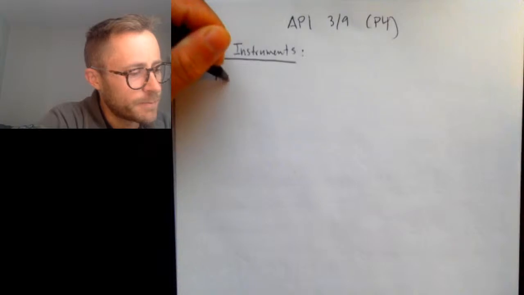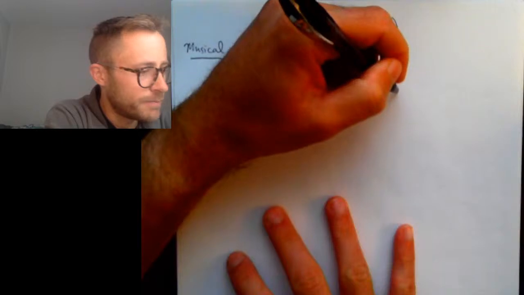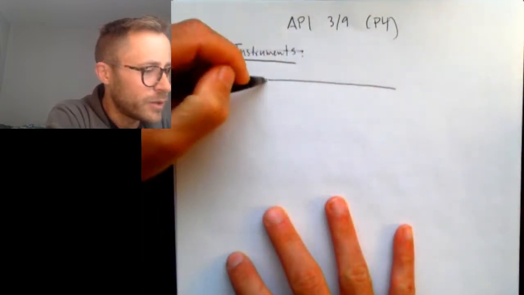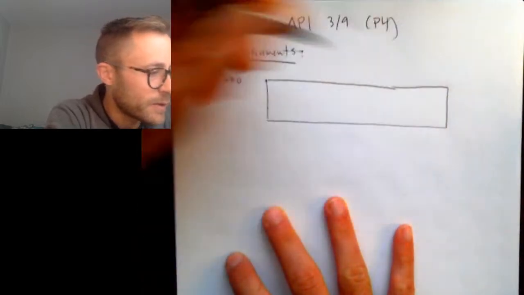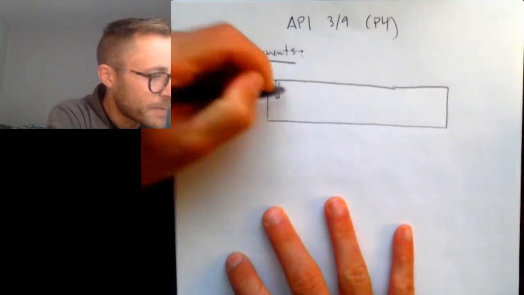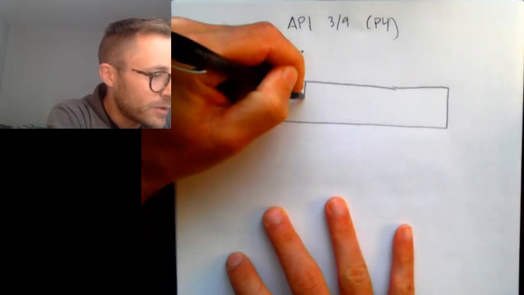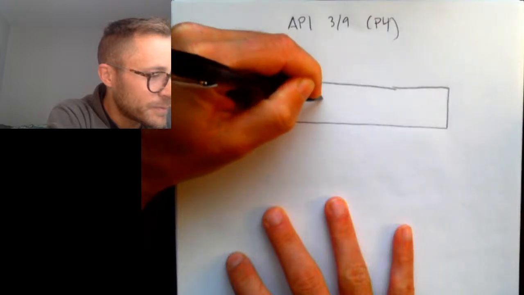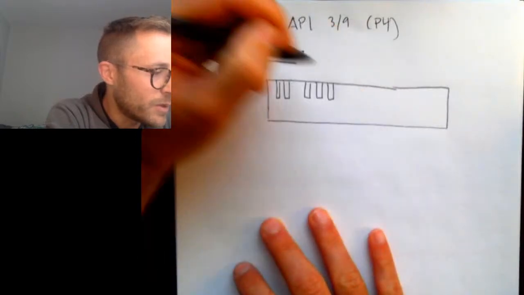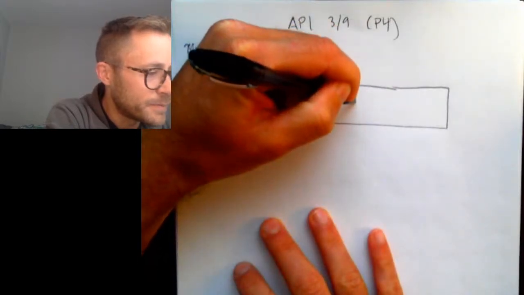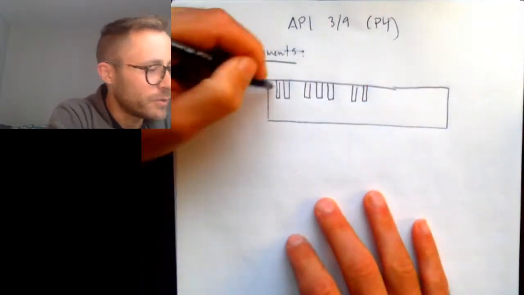Let's draw a piano. What does a piano look like? Do you have a picture of a piano in your head? So let's say this is a piano. It kind of looks like this. Wow, this is a horrible looking piano. So I'm only going to draw that much of it.